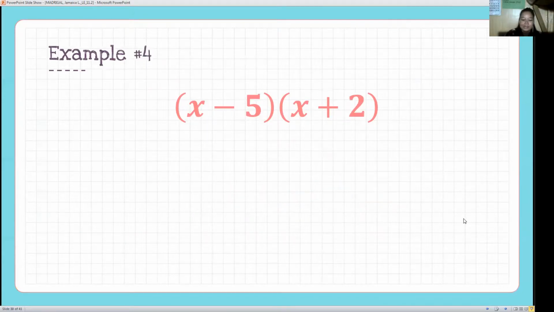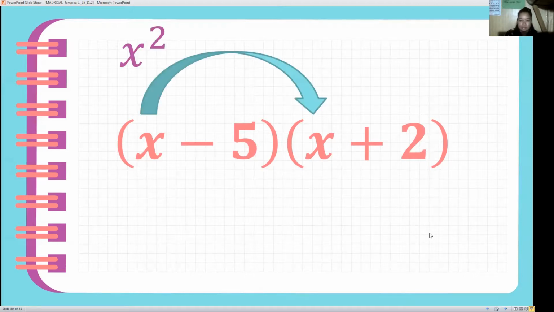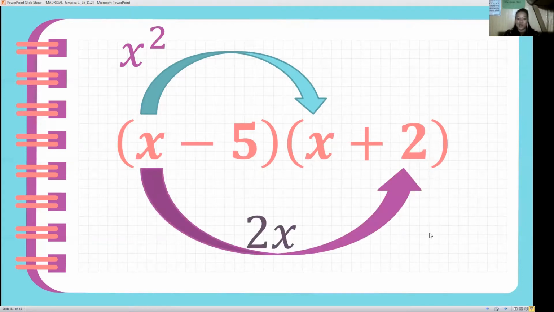We have here x minus 5 and x plus 2. So when we apply the FOIL method, when we multiply the first terms, x by x, the answer will be x squared. Very good. When we multiply the outer terms, the answer would be 2x. Very good. How about the inner terms? The answer would be negative 5x. Very good. And the last terms would be negative 10.